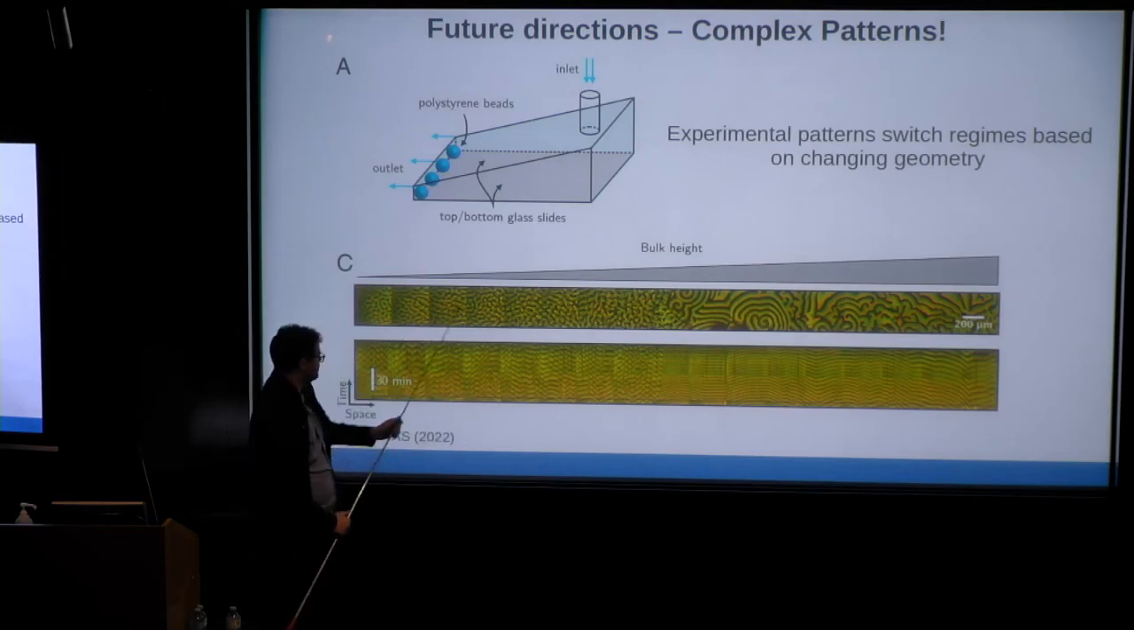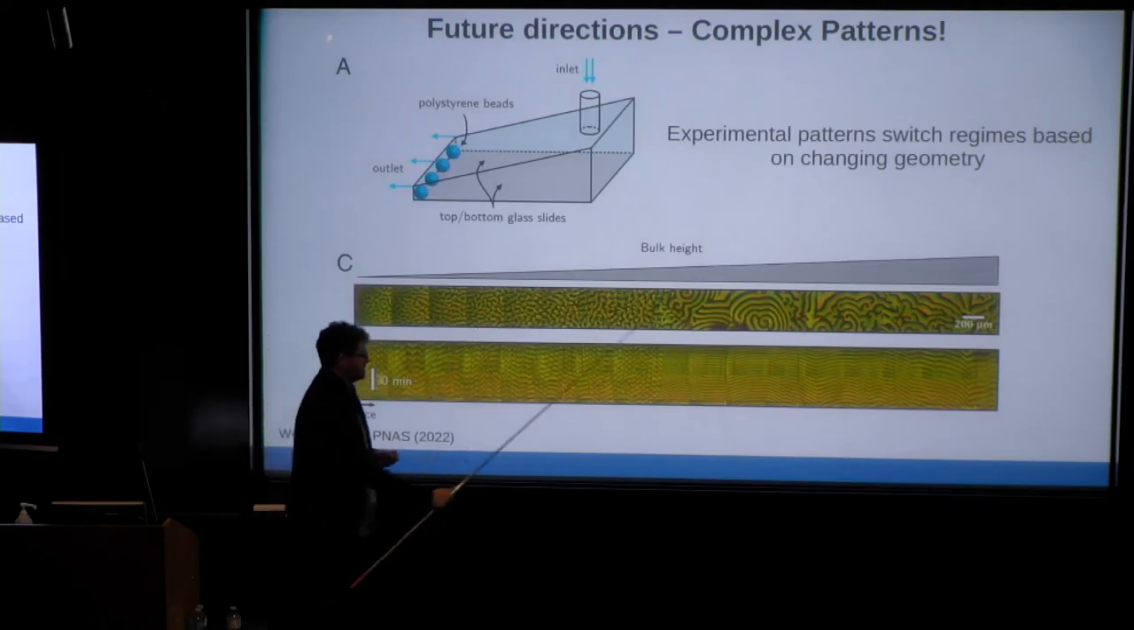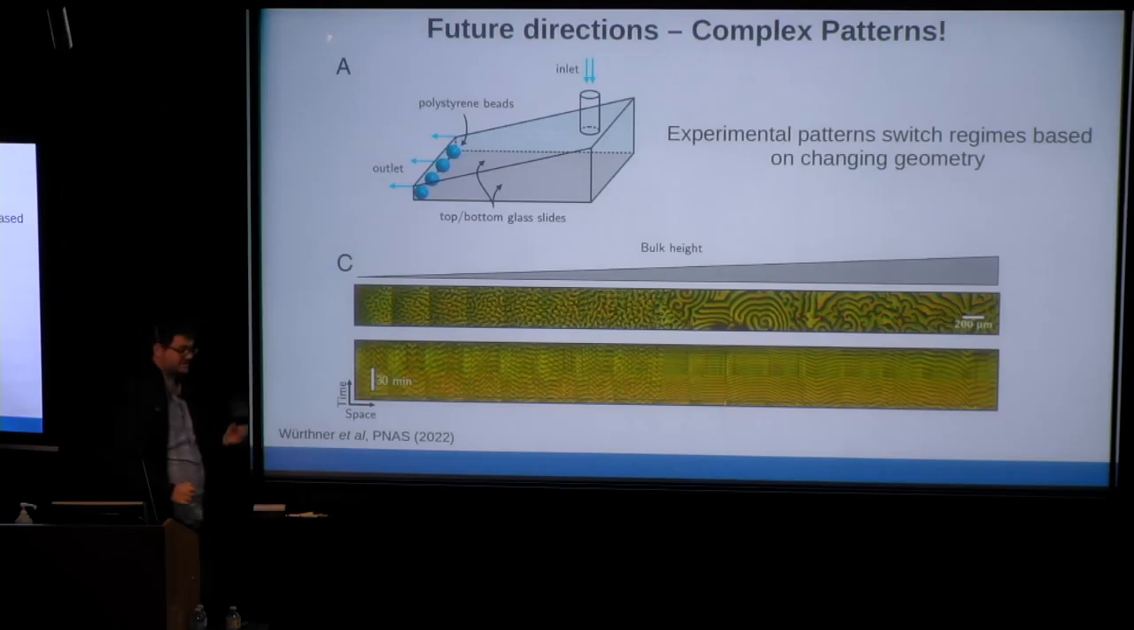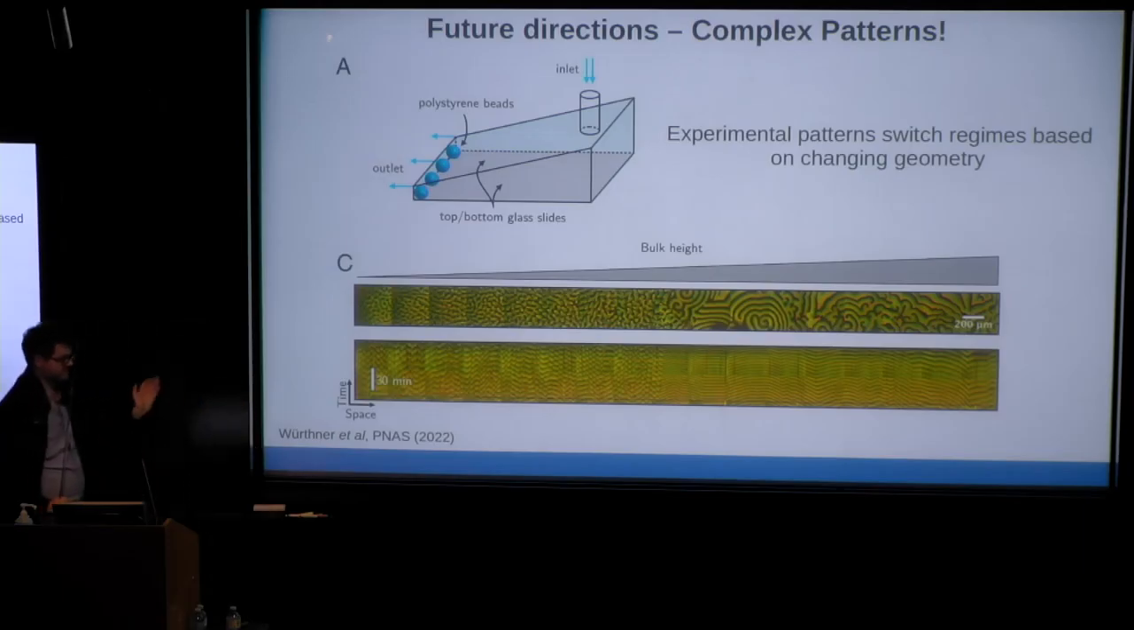These are more chaotic, more tightly packed patterns versus these classical spiral waves that have formed over here. And this is, again, a geometric effect. There's nothing changing the chemical kinetics here.